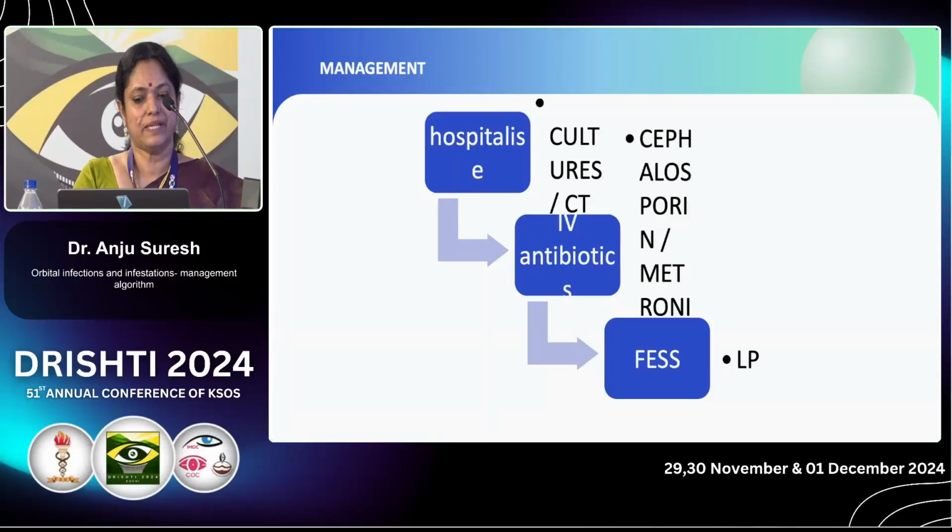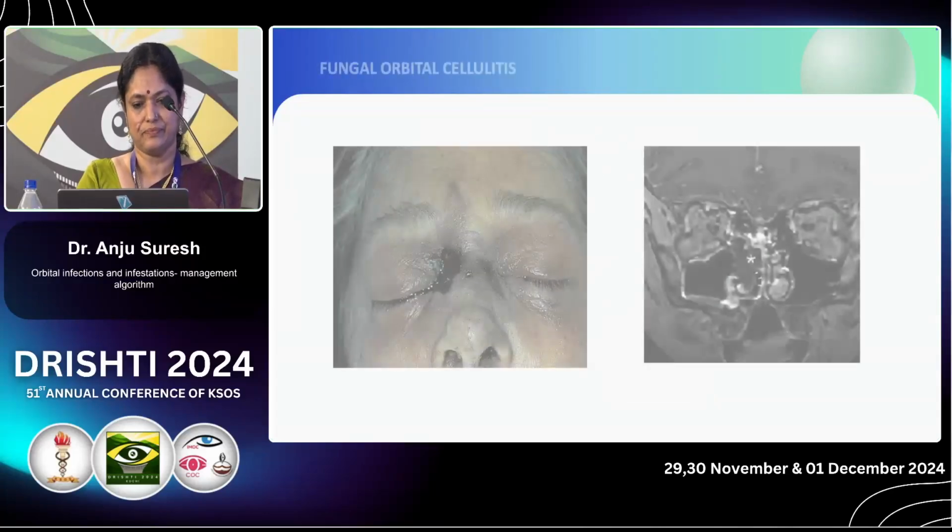Get an ENT opinion and do an FESS, because 90% of orbital cellulitis is due to sinusitis, and 90% of sinusitis will be ethmoid sinusitis. If the patient complains of headache or there's a history of seizures, ask for an LP as well.